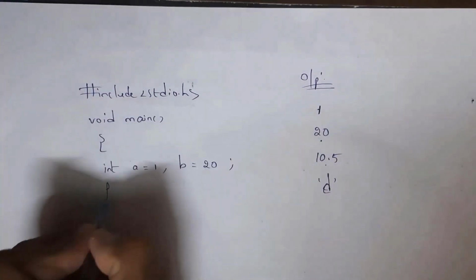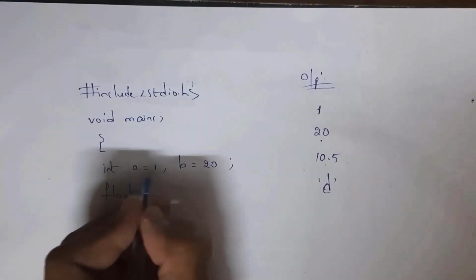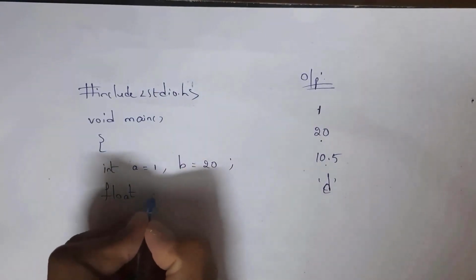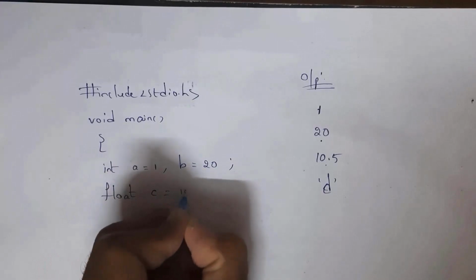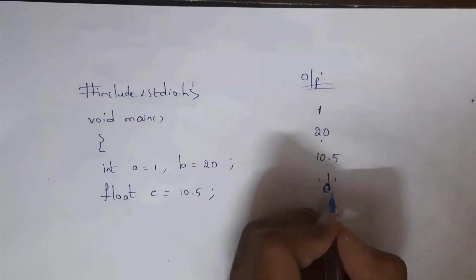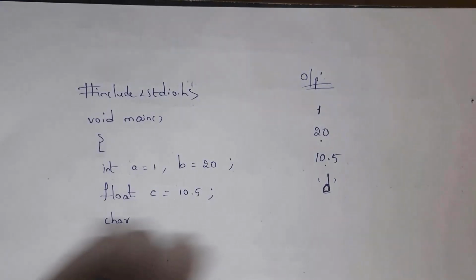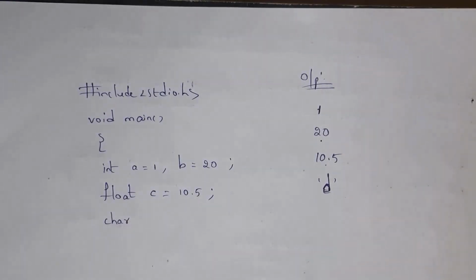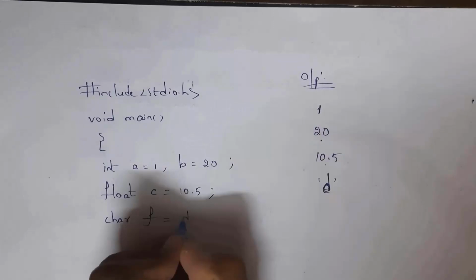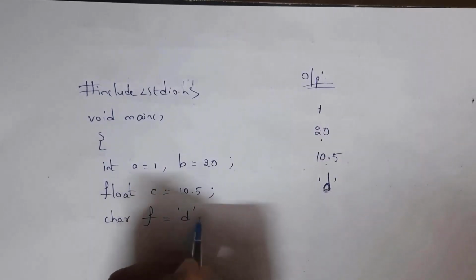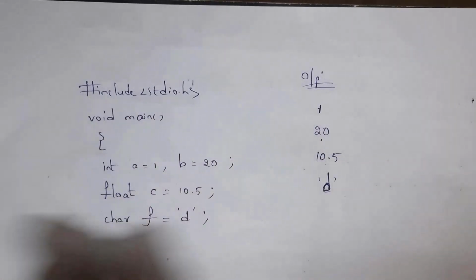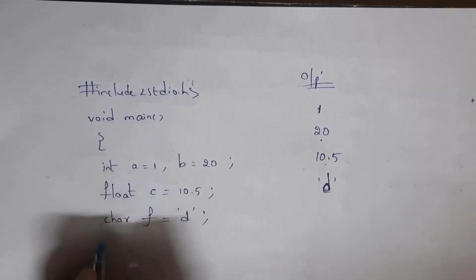So I need to take here data type float. Already I took variables a and b. I am taking another variable name, that is c equal to 10.5 semicolon, and this d is a character. So I am taking here data type char, and you can take any variable name. I am taking variable name as f equal to 'd', and you need to give this d in single quotation, semicolon. Now I want to print this value, so I need to take here printf.